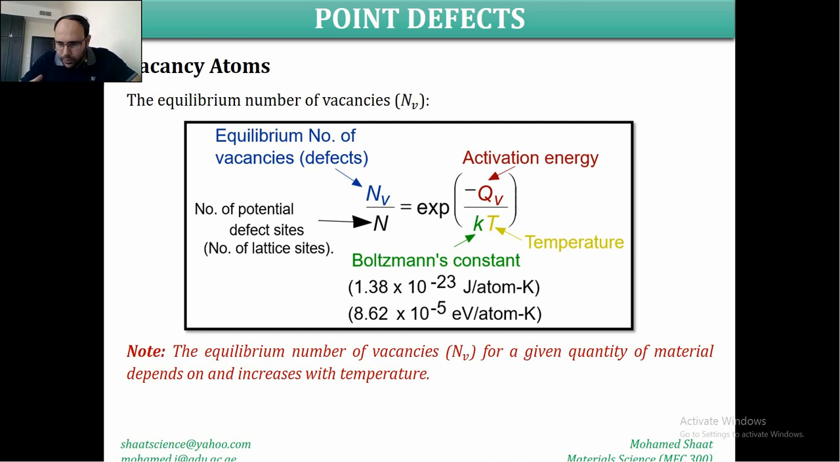Even at room temperature, in the conventional condition, the material will have such defects. So how many atoms will be vacant or missing? The count of these missing atoms is NV. NV stands for the number of vacancies, or defects, or vacant atoms, which is known as the equilibrium number of vacancies. It equals N times the exponential. N stands for the number of potential defect sites, or the number of lattice sites.